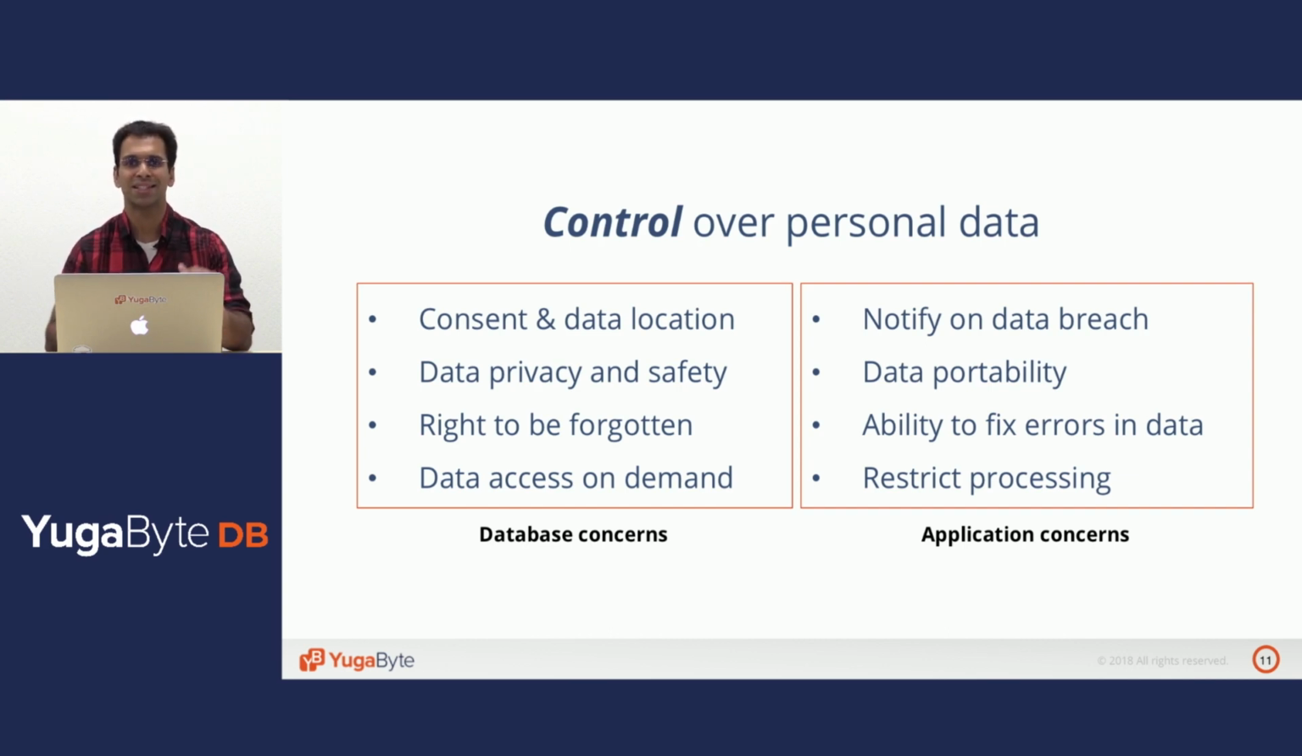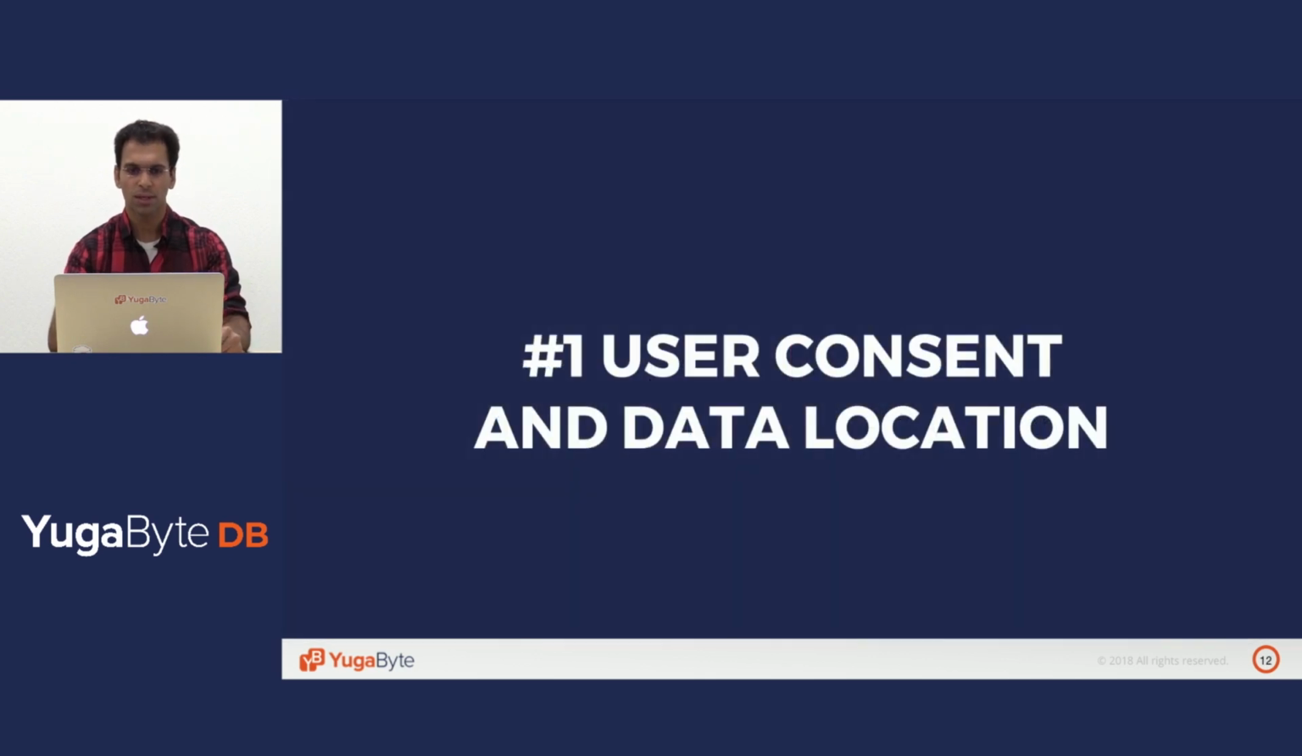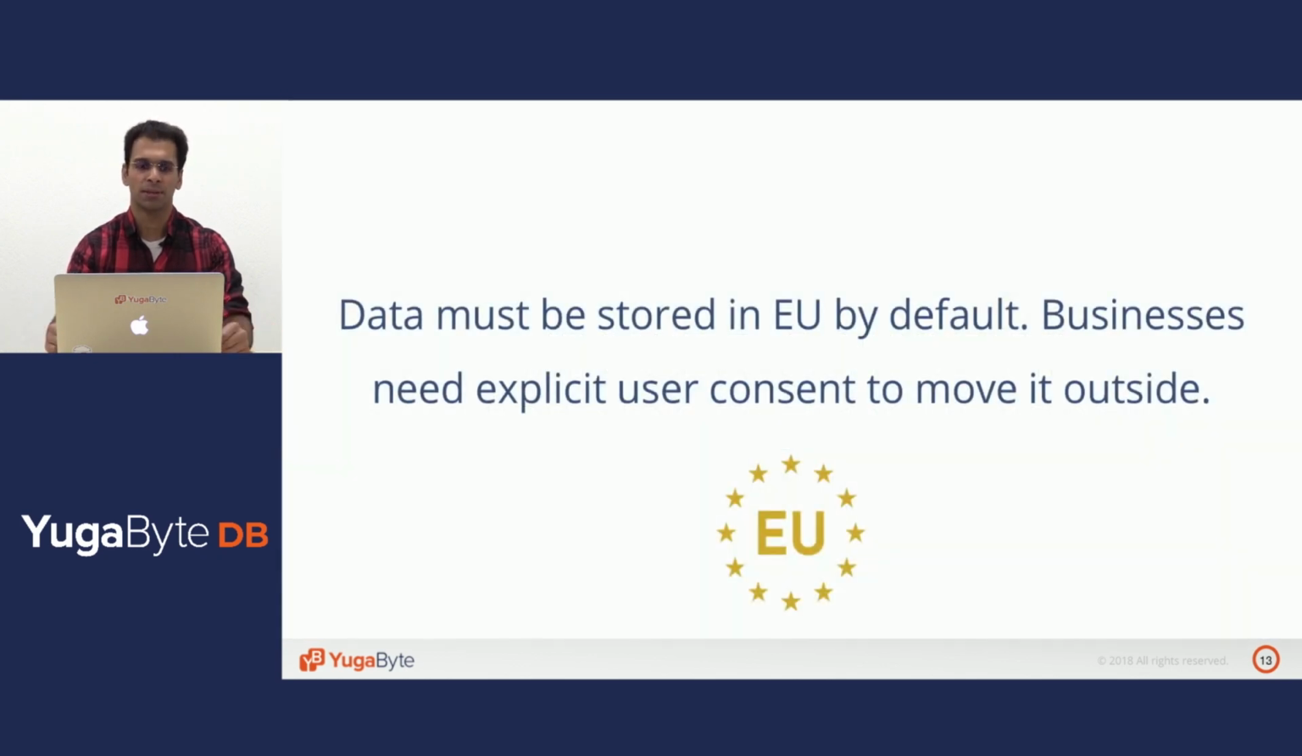But now let's go into the database concerns, because that's where the database architecture comes in. Okay, the first database concern is around user consent and data location. What does that mean? Data must be stored in the EU by default.